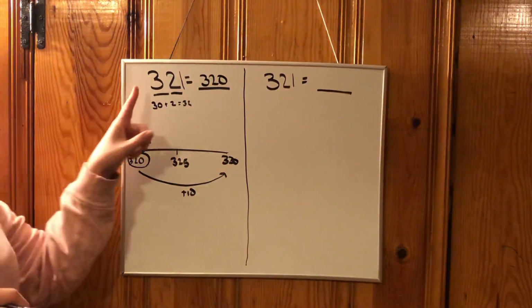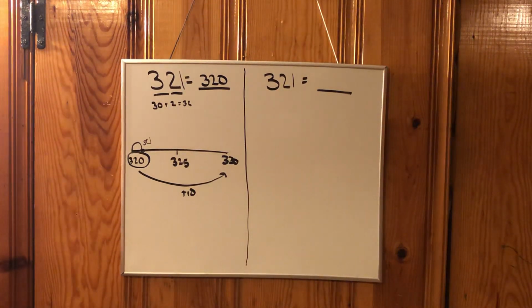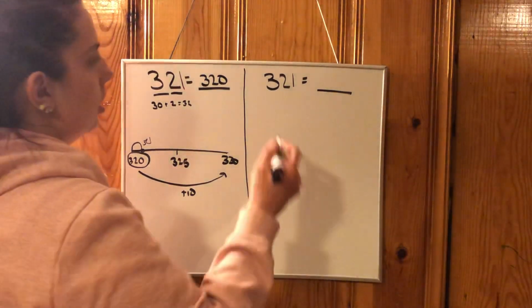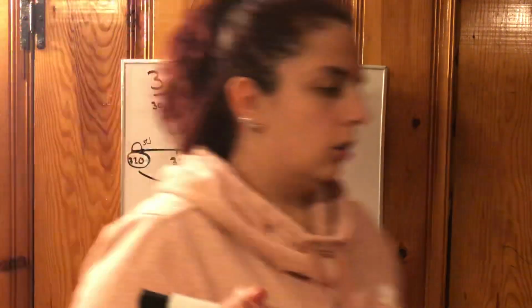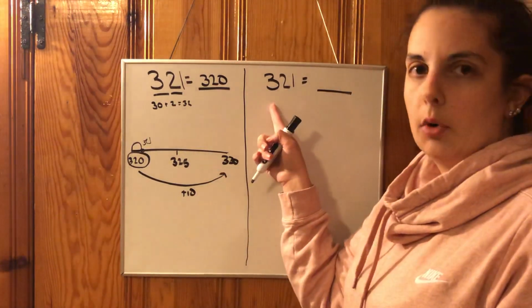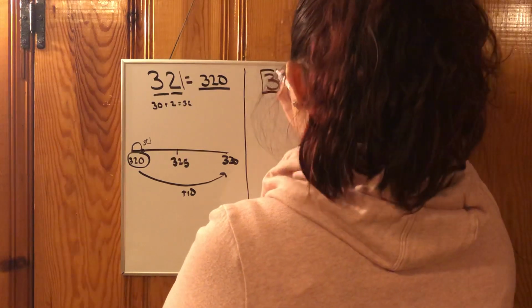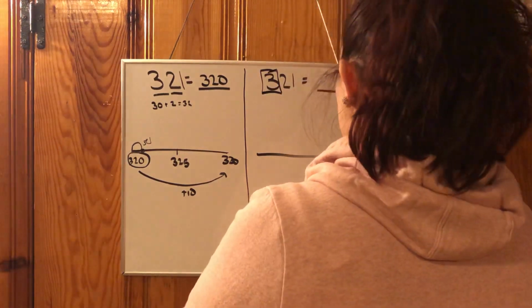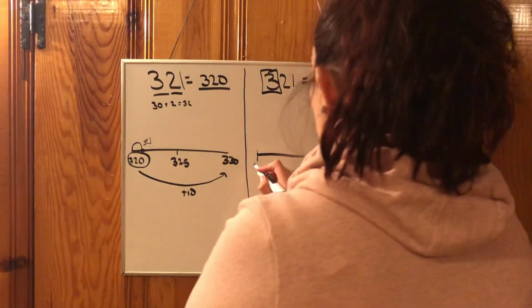All right, let's stick with that same number, 321. This time we're going to round it to the nearest 100. Now, just like we did yesterday, with the hundreds, we only have to look at the hundreds place. So the hundreds place in this number is 3. 3 hundreds is equal to 300. So that would be our first benchmark number.